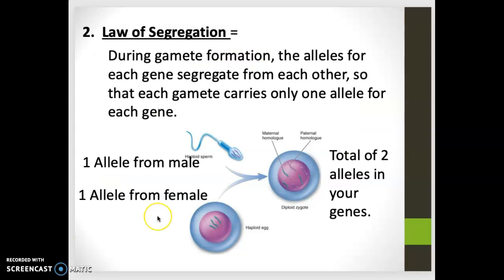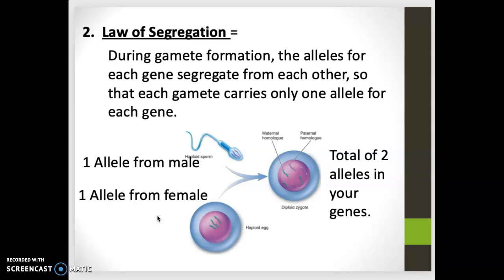Okay. Mendel's second law had to do with segregation, and segregation just means to separate. He didn't really necessarily know how this happened. We do now, but he didn't know how this was happening in his pea plants. He didn't know the mechanism of it, but he understood that somehow during the formation of sex cells or gametes, the alleles for each gene segregate from each other.